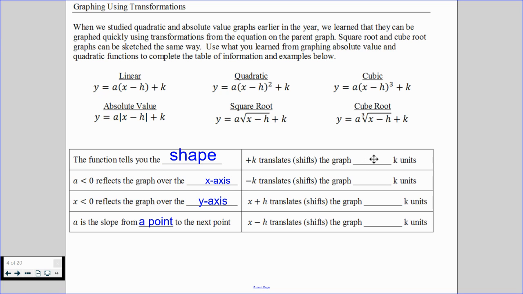And then our k value, which is not in a grouping symbol. If it's a positive k, it will shift your graph up. If it's a negative k, it's going to shift the graph down. And then this h, notice the h is always in a grouping symbol, rather parentheses here, or absolute value, or square root symbol, whatever that is that is grouped with x. When you take it out, remember it's always going to be the opposite. So if it's being added, it will move it to the left. And if it's being subtracted, it will move it to the right.